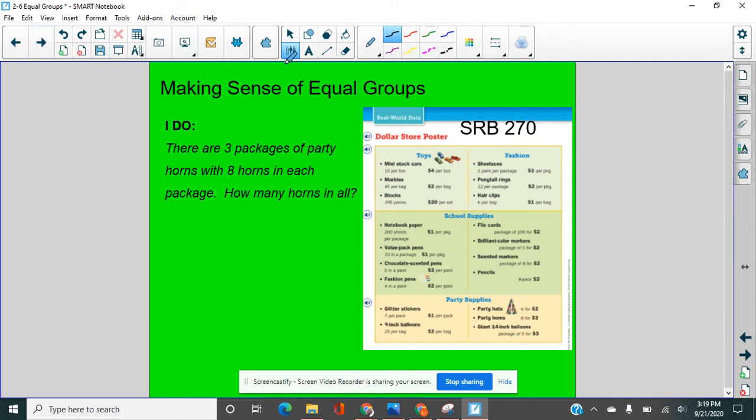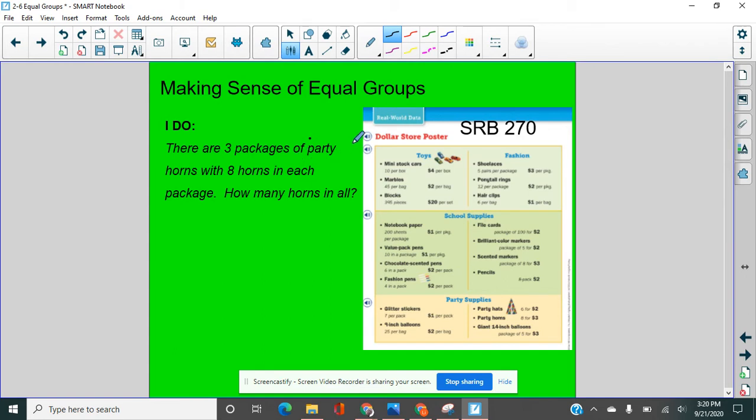We have this page. It is in your SRB. If you want to find it online, you don't need to because I have the page right here. There are 3 packages of party horns. Let's look for the party horns. There they are, party horns, with 8 horns in each package. Okay, so 3 packages, 8 horns.